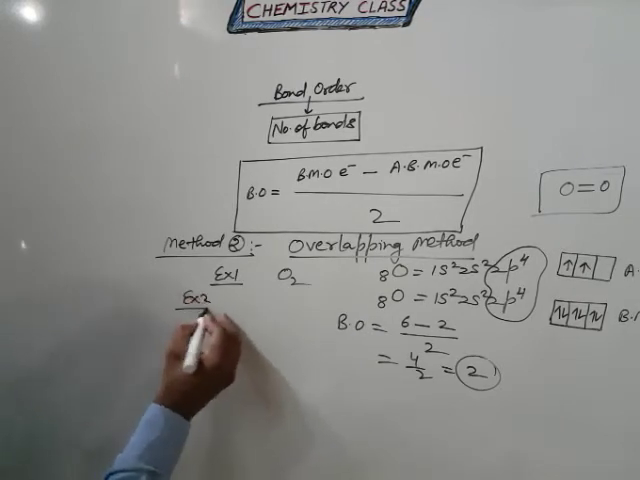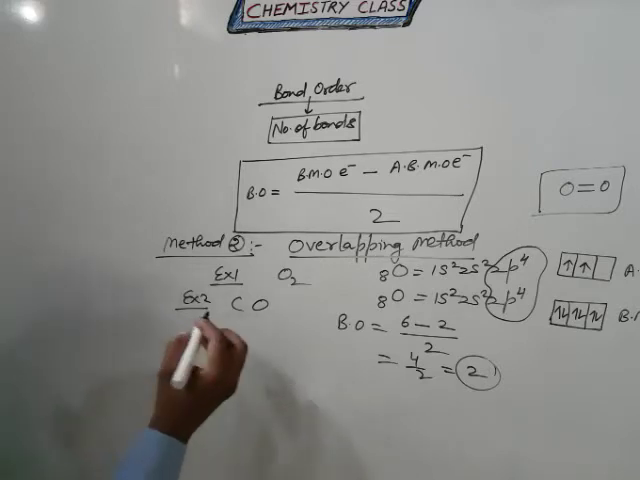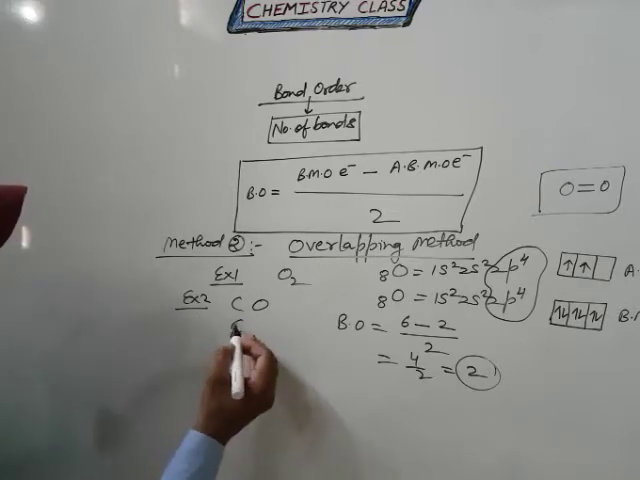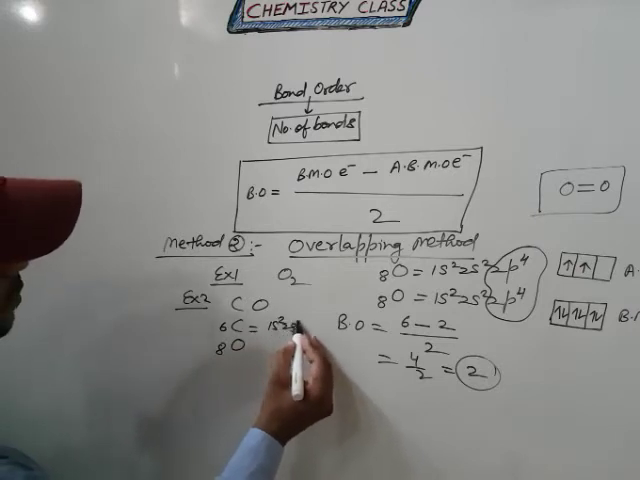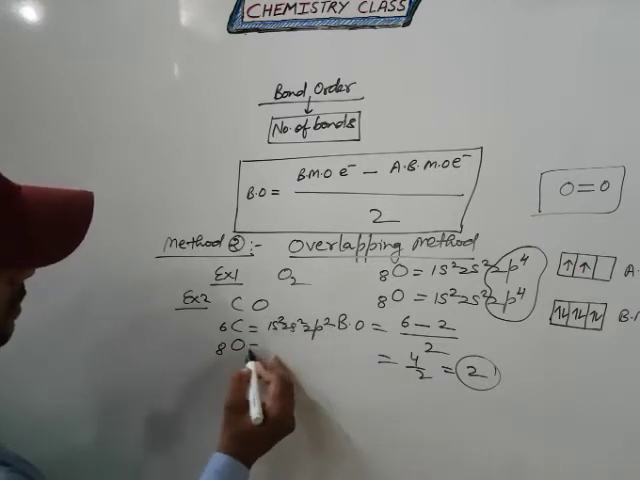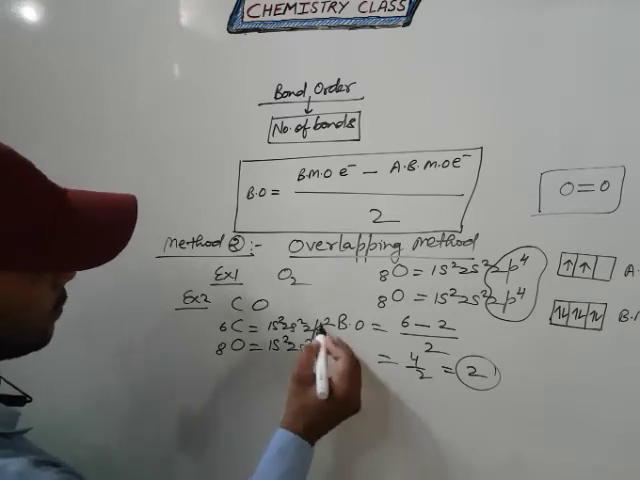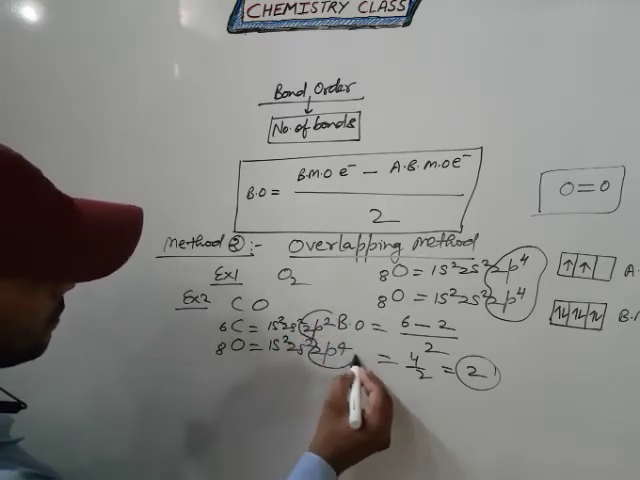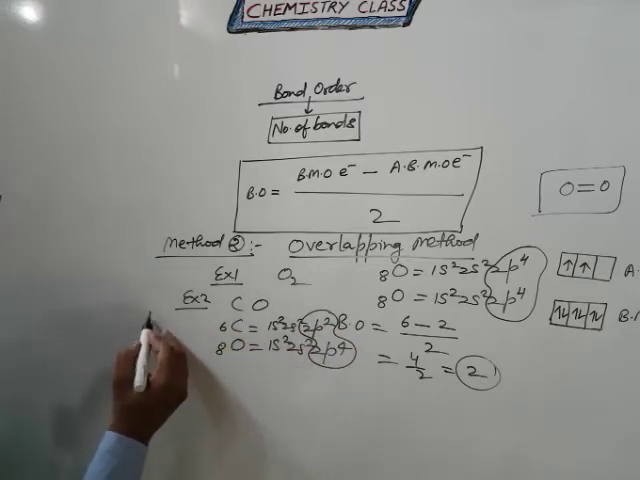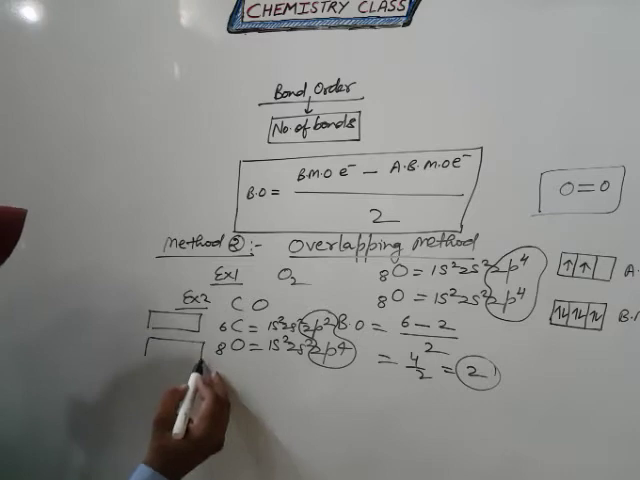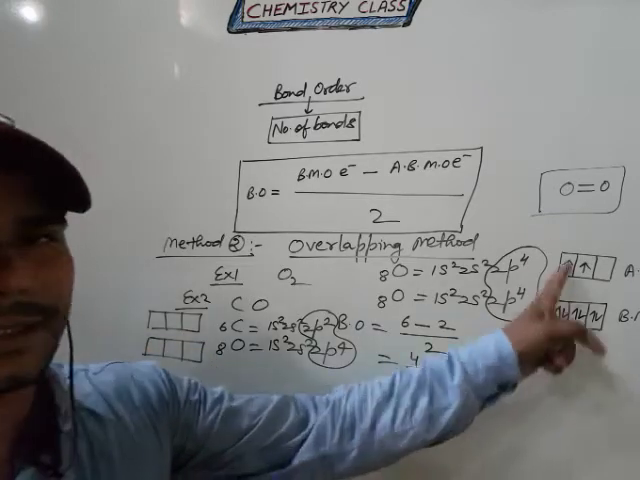Example 2, for CO. CO means carbon monoxide, so carbon and oxygen, atomic numbers 6 and 8. So carbon is 1s2, 2s2 and 2p2, and the other, oxygen, is 1s2, 2s2 and 2p4. So calculate the total electrons. For carbon it is 6. So first you draw the anti-bonding and bonding orbitals like that.